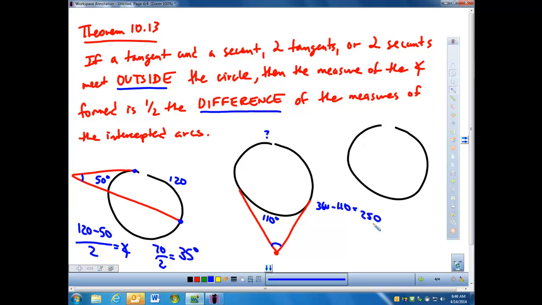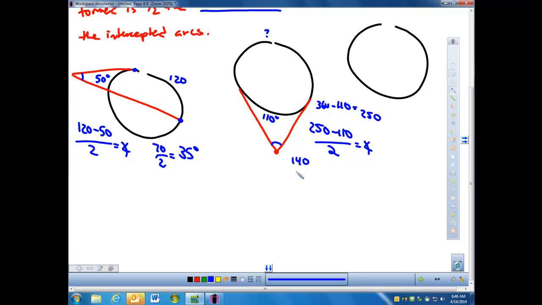And now what am I going to do? I'm going to take 250 and subtract the other arc, 110, and then divide by 2. So 140 divided by 2 is 70. And that is the measure of the angle down at the bottom.